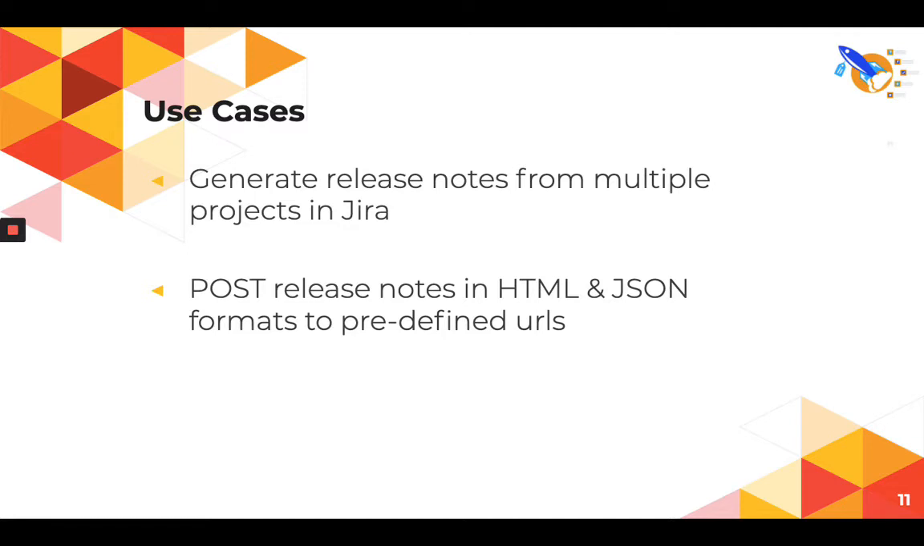You can even post the release notes content in HTML or JSON formats to a predefined set of URLs. So you can consume this HTML and JSON formatted release note and then process that information on your own. This is sort of more useful when you want to format it in a certain way, when you want to maybe pull that information in another tool for whatever reason. In such cases, posting of HTML and JSON format release notes to predefined URLs becomes useful.